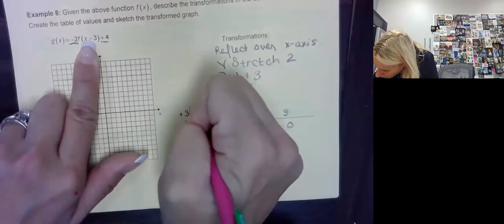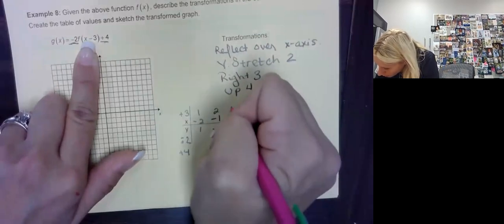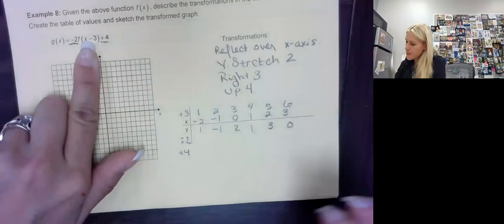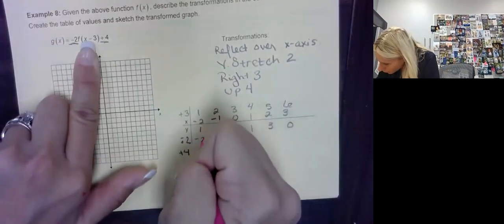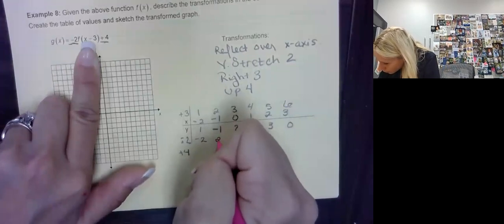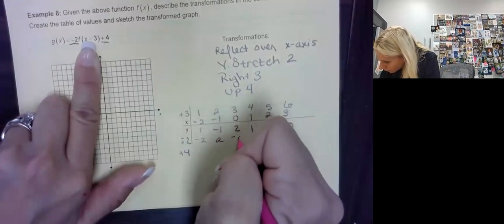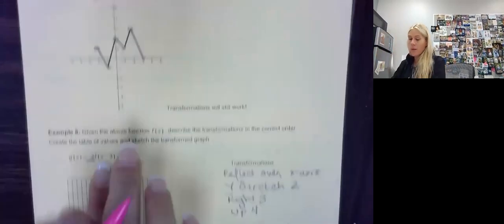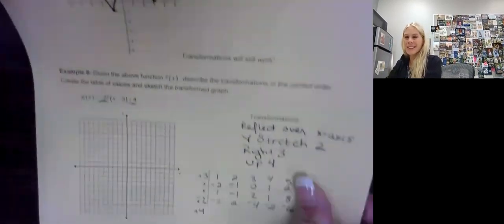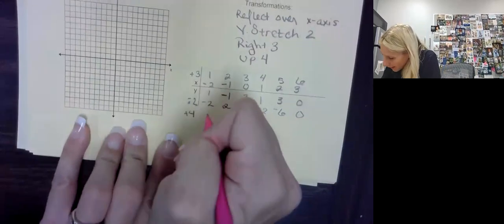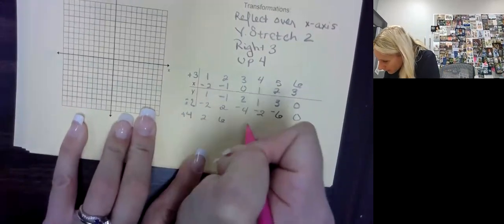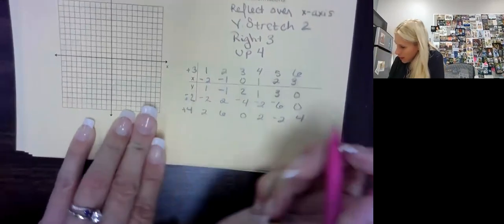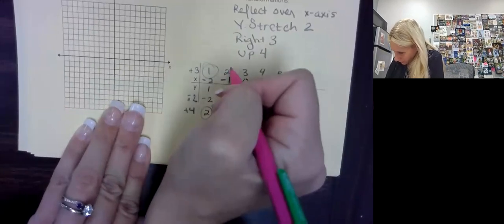Okay, so I get 1, 2, 3, 4, 5, and 6. Okay, multiply everything by -2. -4, -2, -6, 0. I forget we're dealing with this, so it's not always consistent. Okay, then we're going to add 4. So that's 2, 6, 0, 2, -2, and 4. Then I'm going to graph all this outside stuff.